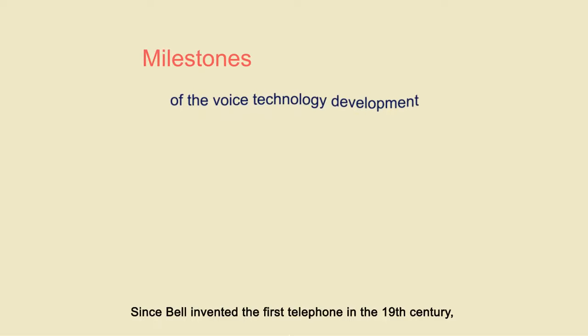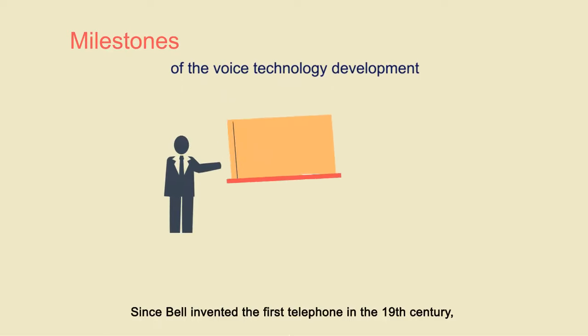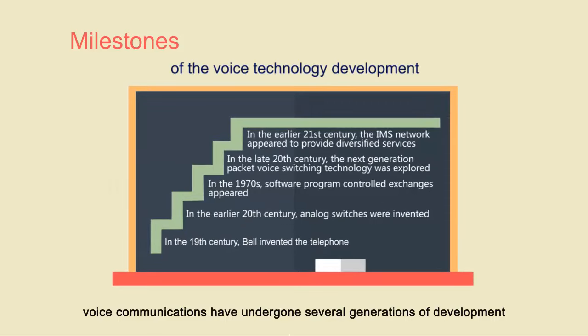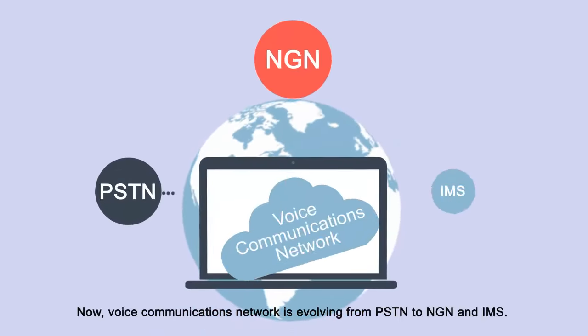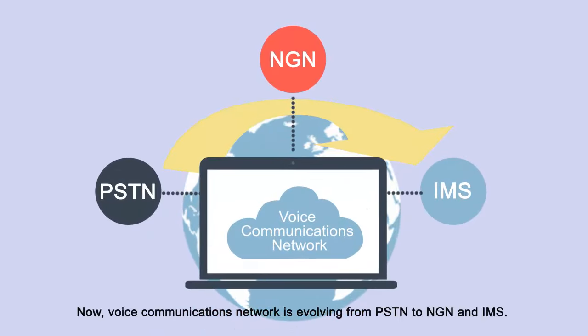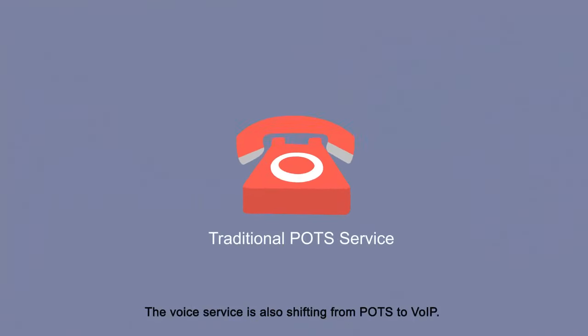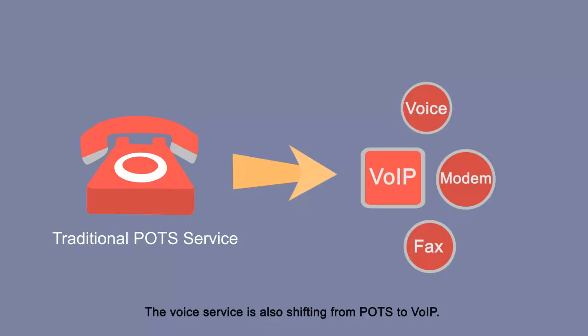Since Bell invented the first telephone in the 19th century, voice communications have undergone several generations of development and completely changed the way people communicate. Now, the voice communications network is evolving from PSTN to NGN and IMS. The voice service is also shifting from pulse to VoIP.